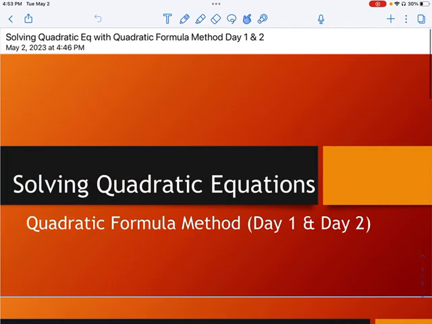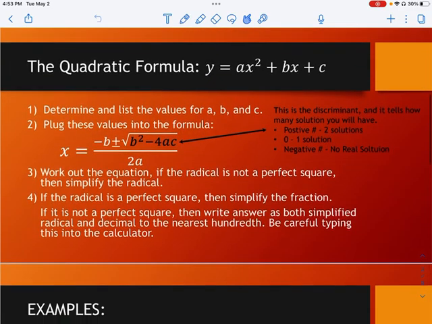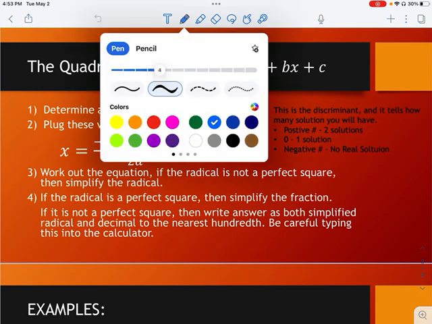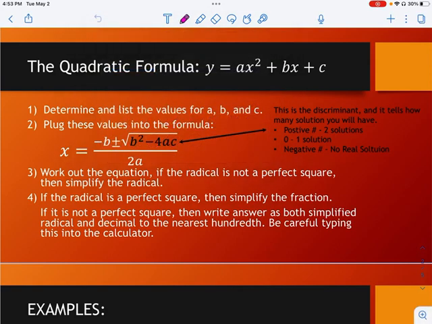All right, so what we're going to be doing today is solving quadratic equations using the quadratic formula. Remember that we have a generic form of a quadratic equation, y equals ax squared plus bx plus c. So what we're going to focus in on are these letters.